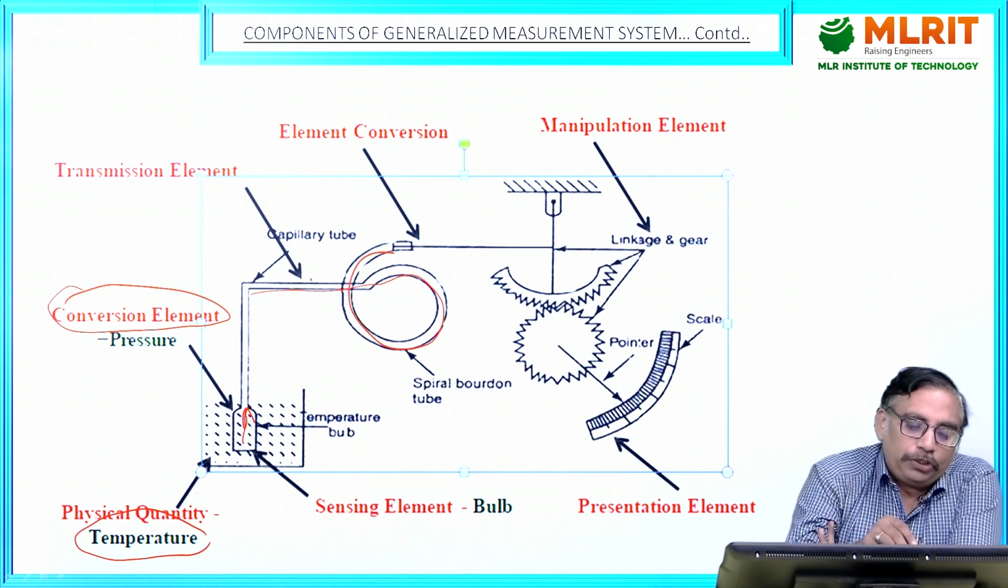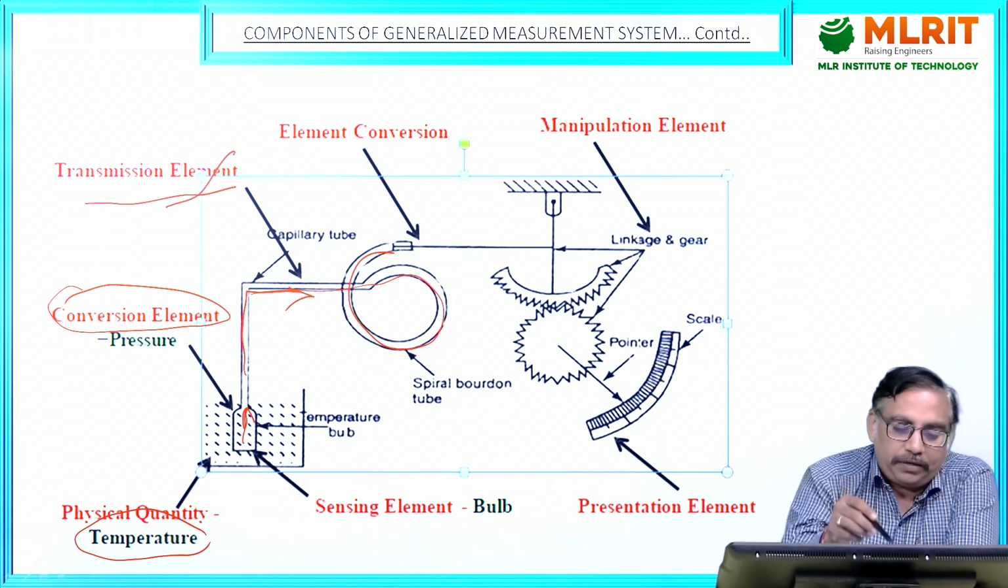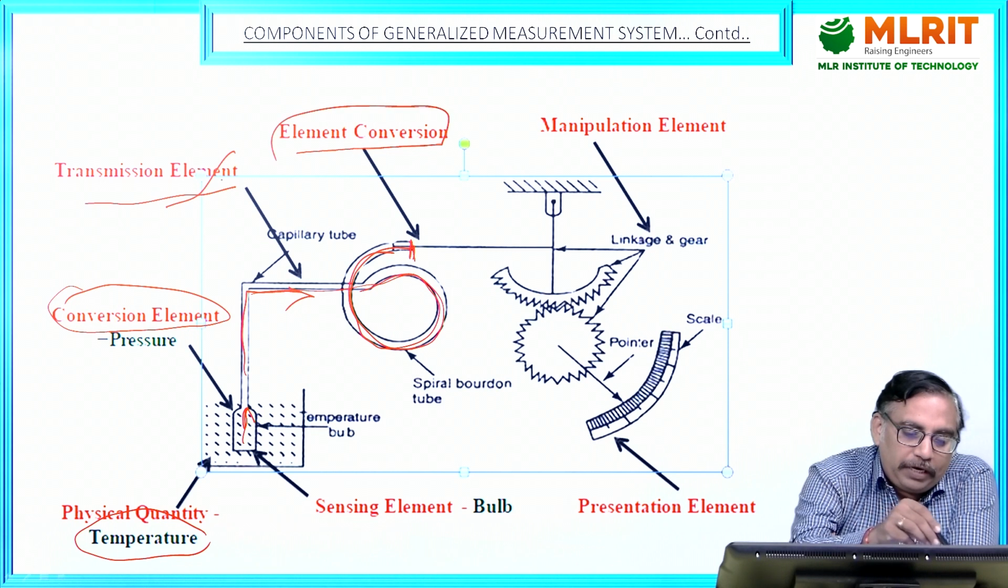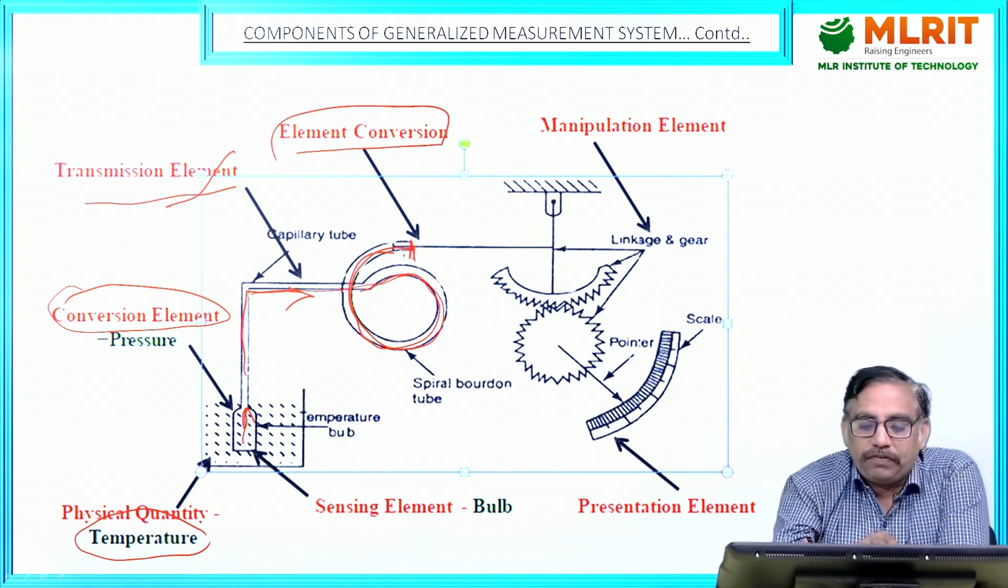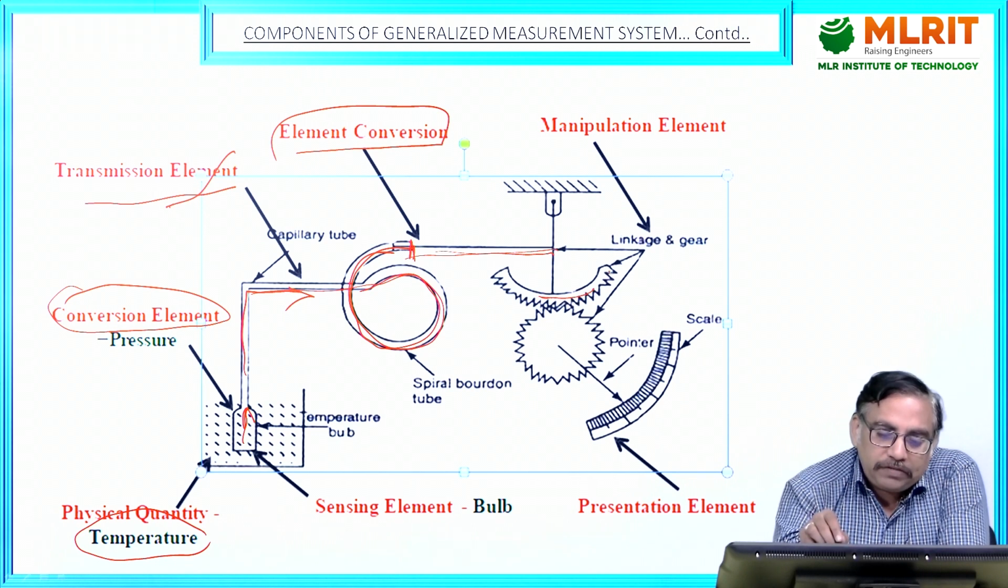This capillary tube, through which the pressure is passed, will be our transmission element. So it is being transmitted. After this tube, the spiral bourdon tube, it comes here, and from here there is conversion of the element. The pressure turns into mechanical movement, which moves the linkages and gear. As soon as pressure is put in, this moves. So this will be our manipulation.